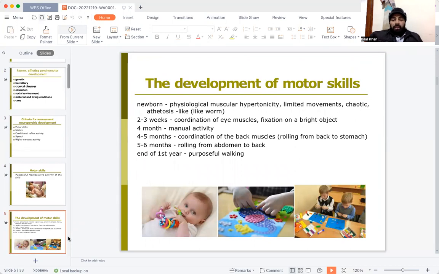The development of motor skill: newborn has physiological muscular hypertonicity, limited movement, choreic athetosis like a worm. At 2-3 weeks, the coordination of eye muscles, fixation on a bright object. At 4 months, manual activity starts. At 4 to 5 months, coordination of the back muscles, rolling from back to stomach. At the end of the first year is purposeful walking.